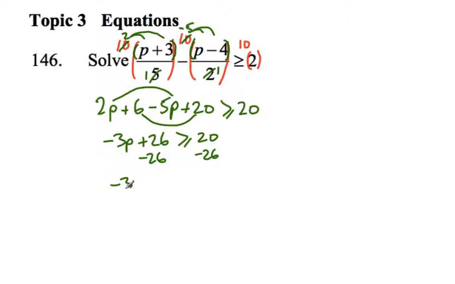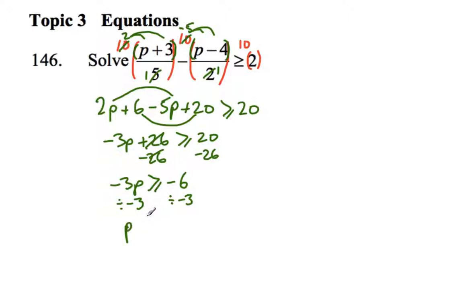Leaves us with minus 3p. They'll cancel out. Greater than 20 minus 26, we're taking away more than we've got there. Leaves us with minus 6. Now, watch out for this bit. We will be dividing by a minus 3 both sides, and when we multiply or divide by a negative we have to swap the arrow direction of the inequation sign. So that's our little trick for inequations here.